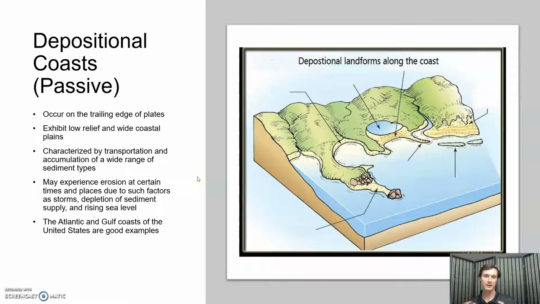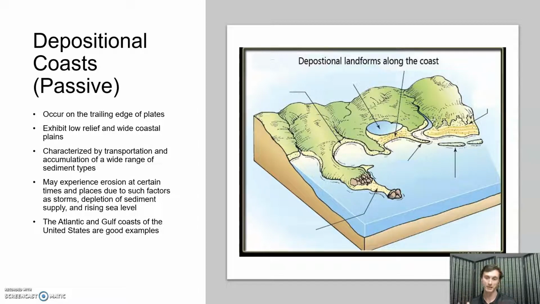So that is going to finish out our section on active margin erosional landforms. Now we'll look at the opposite. We have our depositional landforms. So instead of taking material away, like we saw, we're going to be putting material in and building it. So these are passive margin settings, which tend to be far away from the plate boundaries. We're going to get lower relief, wide coastal plains. We have many, many different sediment types that are transported and accumulated here. We can get erosion in certain places and deposition in others, dependent on several factors.